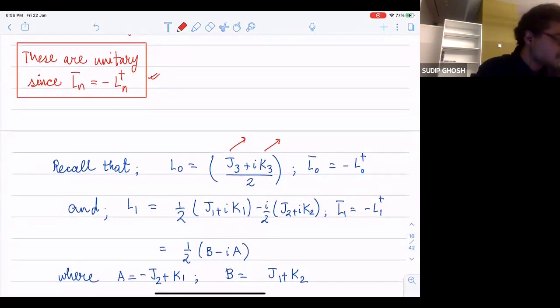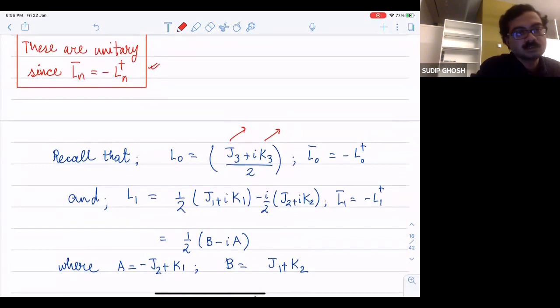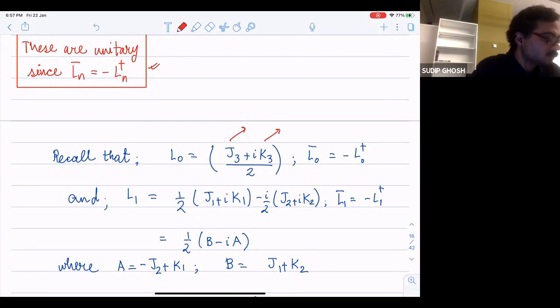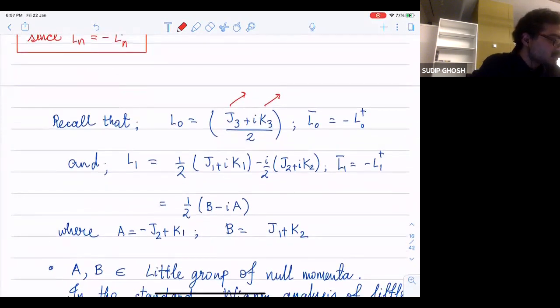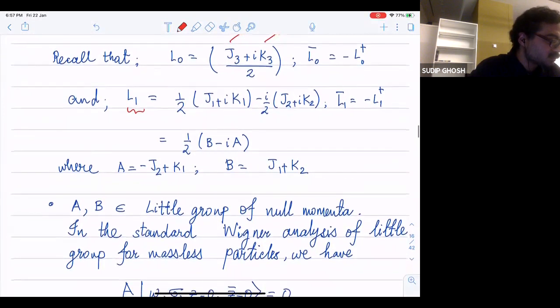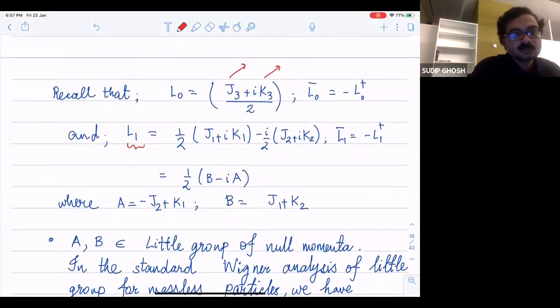Sorry. So as I was saying, J3 is the rotation generator along the third axis, and K3 is the boost generator along the third axis. Similarly, one can write down L1 in terms of these rotation and boost generators. Now the thing I want to point out is that this L1, which is the generator of special conformal transformations, can be written as a linear combination of these two generators, B and A, which are defined as follows.